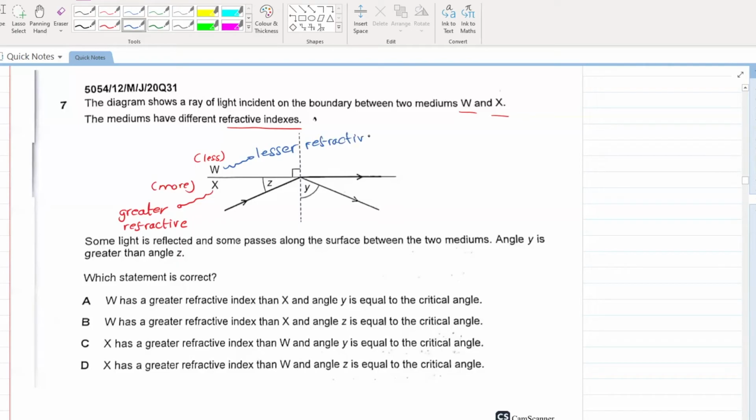Let's look at the options. Which statement is correct? W has a greater refractive index? No. X has a greater refractive index? Yes. And angle Y is equal to the critical angle? Yes, this could be possible. Because if this is angle Y, this will also be equal to angle Y, and at this angle you are seeing a ray that is along the surface. So C can be my option.